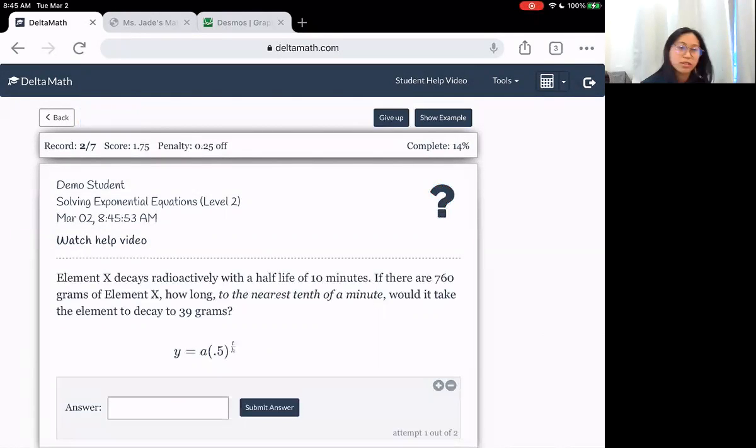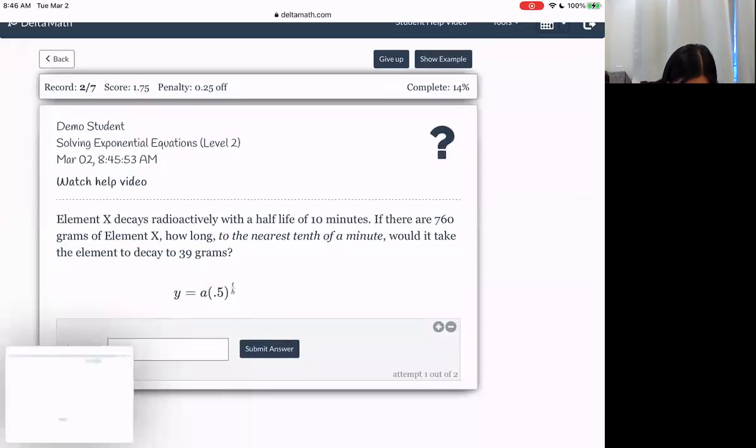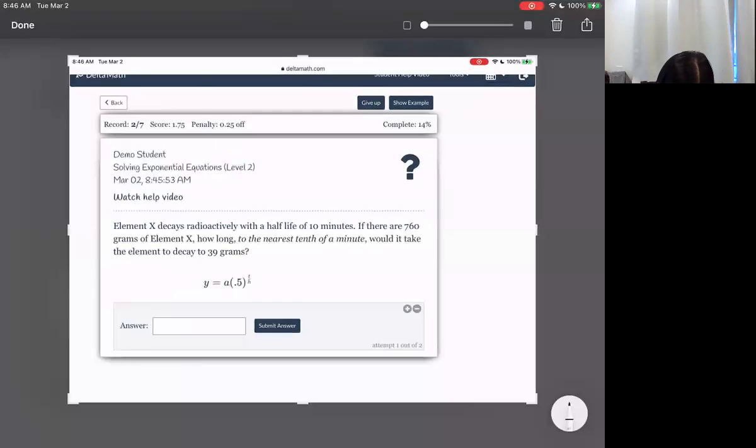Okay, so there's another type of problem that's radioactive decay, and that's what I was looking for. So here, we found it. Element X decays radioactively with a half-life of 10 minutes. If there are 760 grams of element X, how long to the nearest tenth of a minute would it take the element to decay to 39 grams?